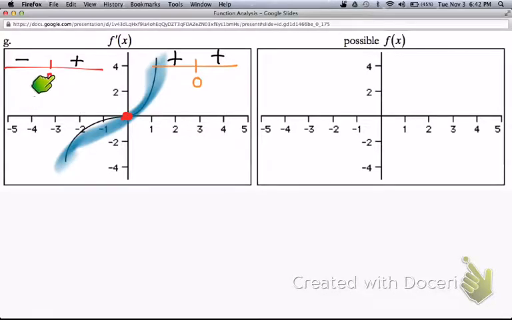Now again, this 0 here means that the graph has a turning point and it turns from negative to positive. This 0 here means that the graph only has a point of inflection if it changes sign, but notice that it does not change sign. So it's going from positive to positive, which means that this is actually not a point of inflection. So I'm going to write not a point of inflection. And again, that's because it does not change sign. If it changes sign, it will be a point of inflection. But because it does not change sign, then it is not a point of inflection.